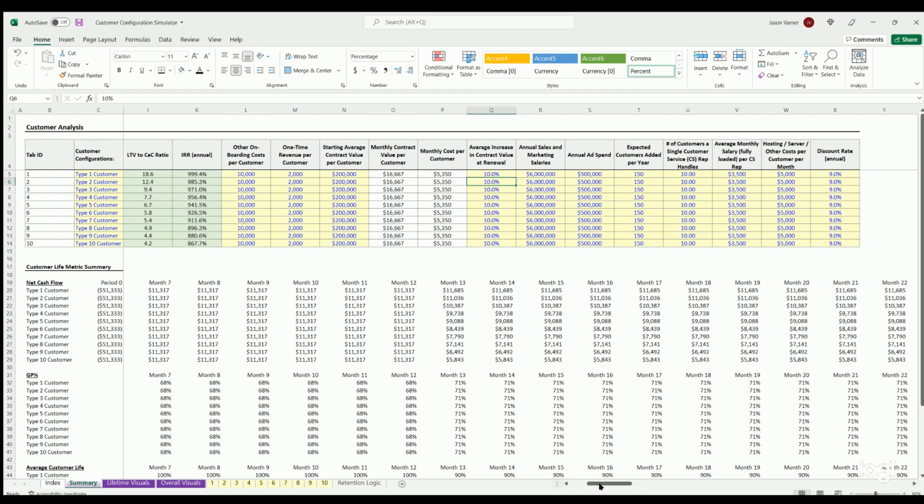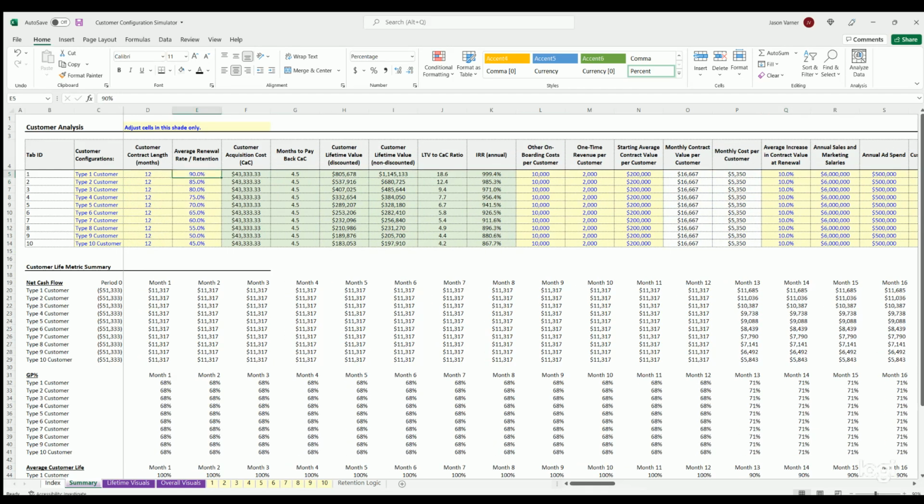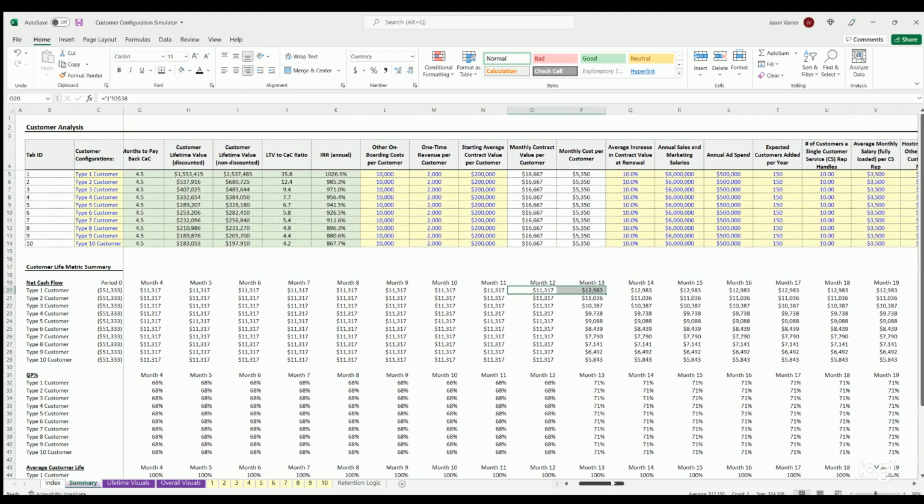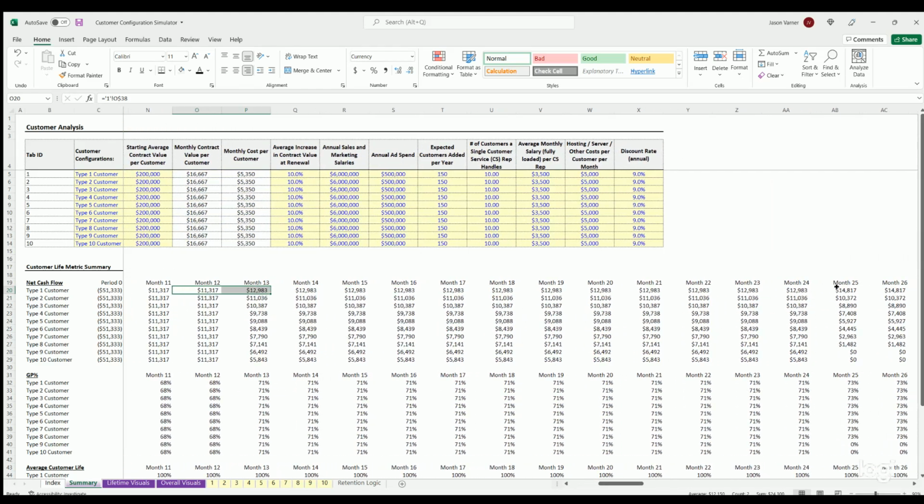And if the retention rate were, let's say, 100%, meaning it never goes down, then you can see the average contract value going up by 10%. And you can see that here at every 12-month period, it's going up by 10%.